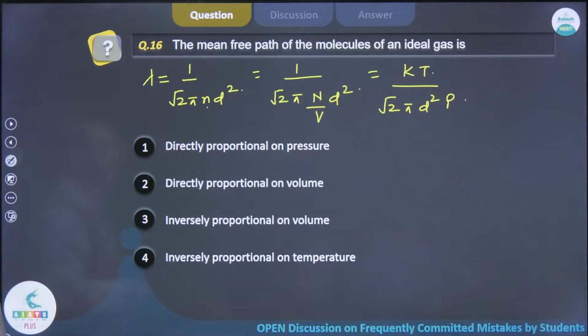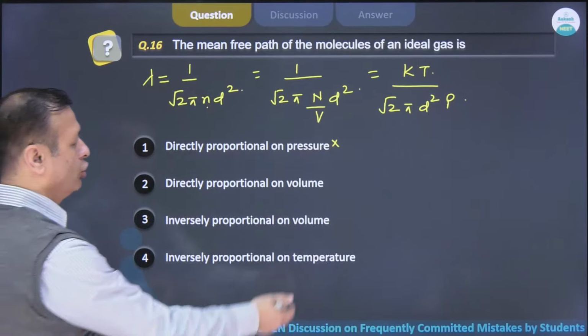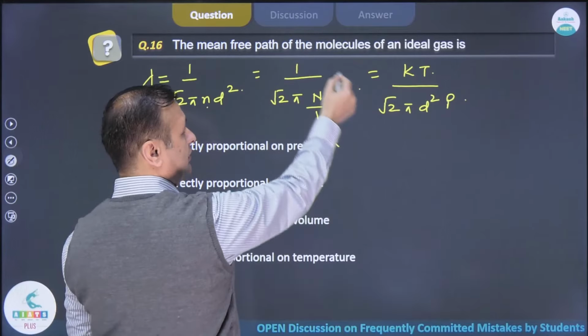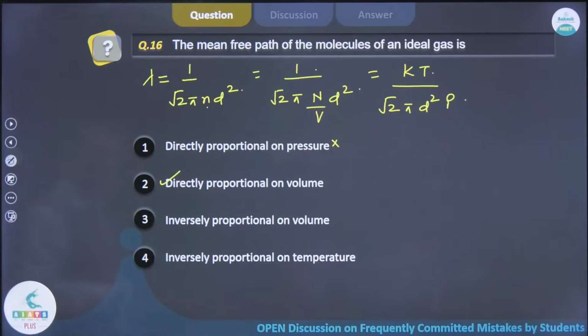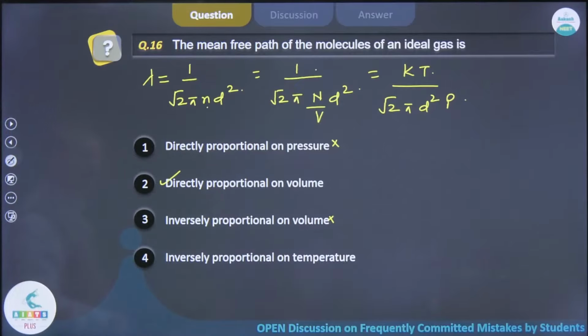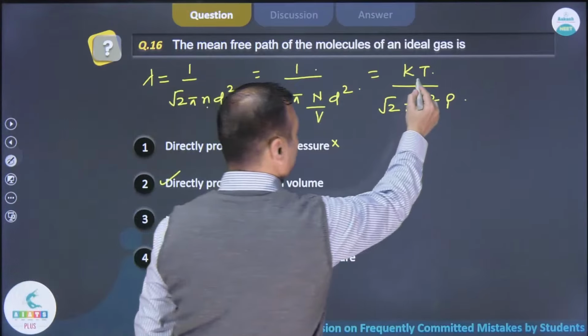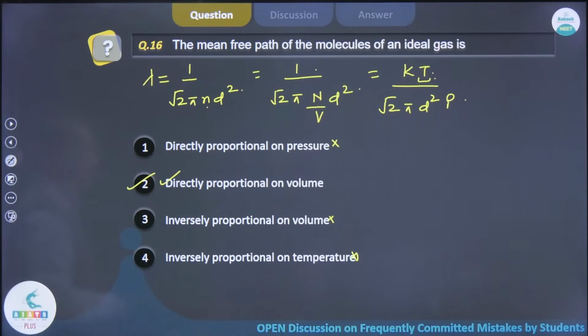Now, if you know all the formulas for this mean free path, you can answer any of the questions. Any of the options you can pick. Directly proportional to pressure? No. Is it directly proportional to volume? If you just invert this expression, this is the correct option we are getting. Inversely proportional to volume? No, this is wrong, as you can see clearly from the formulas. Inversely proportional to temperature? No, this is directly proportional to temperature, so this is also wrong. So the answer, looking at all the formulas, is the second option.